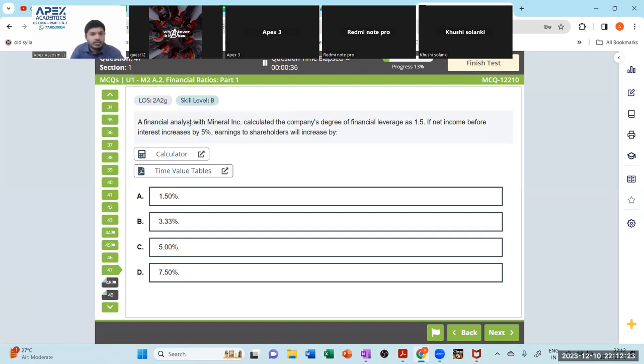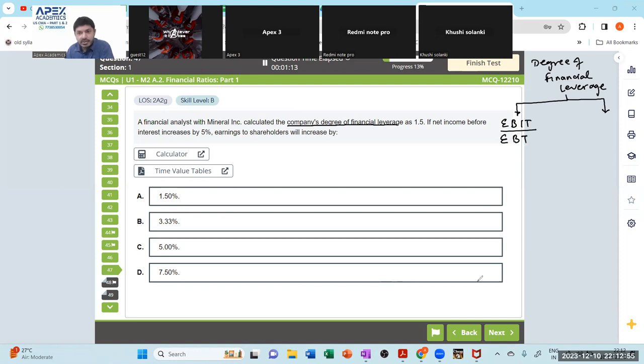Okay. A financial analyst calculated the company's degree of financial leverage as 1.5. Fine. Degree of financial leverage has two formulae for its calculation. Can anybody tell me what those formulae are? Sakshi, Aditya, Monica, Rachita, Kushi, Lokesh, can somebody tell me? EBIT divided by EBT, correct?